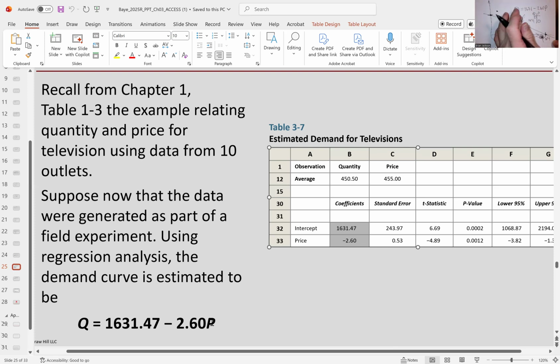Equivalently, if Q is 0, you find P, and it would be 1631 over 2.6. I don't know what that is, like 600 or something. This is no big deal. All you have to do is put a 0 here and solve for P. It's going to be 1631 divided by 2.6. That's 627. I was close, I guess. 627.3, if you want. And that gives you the two intercepts for this demand curve.